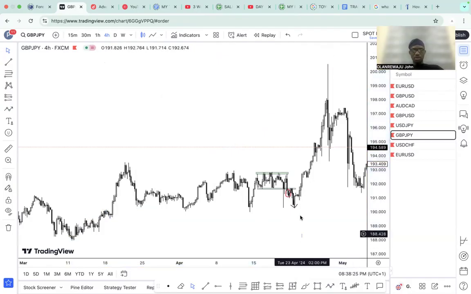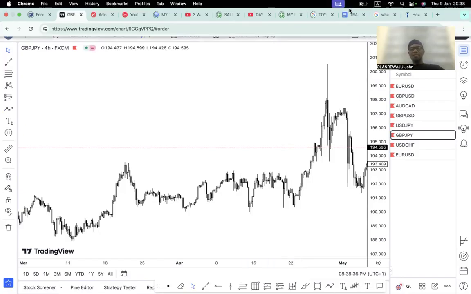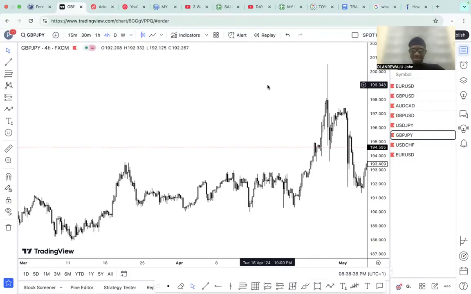So what I want us to learn from these, guys, is that the market has a character. And what we want to learn as a trader is how it moves in that character. And having learned that, we can easily get to predict the market.